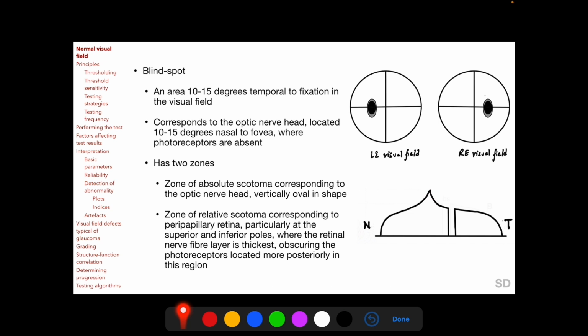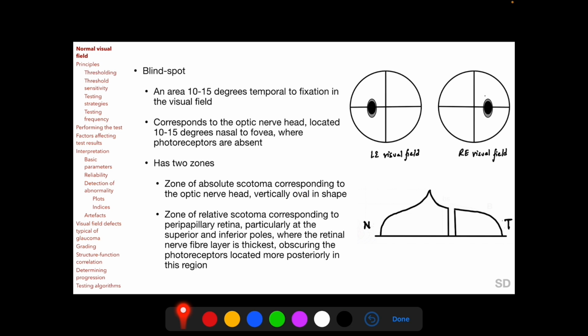The blind spot has two zones, a zone of absolute scotoma represented in black in this diagram and a zone of relative scotoma represented in gray in this diagram. In the zone of absolute scotoma, even light of maximal intensity is not seen, and the zone of absolute scotoma corresponds to the optic nerve head and is vertically oval in shape.